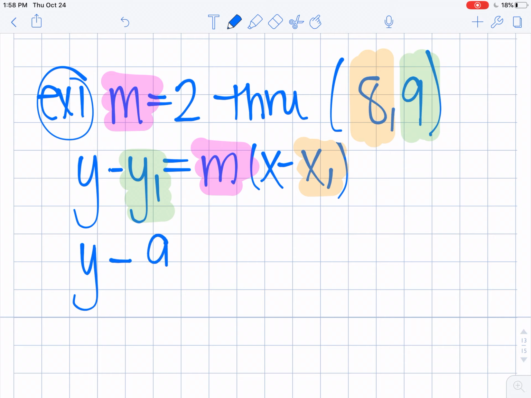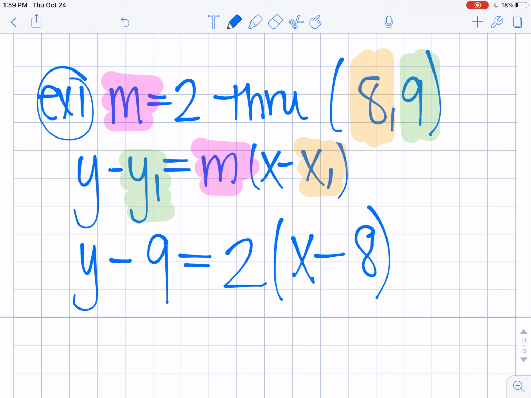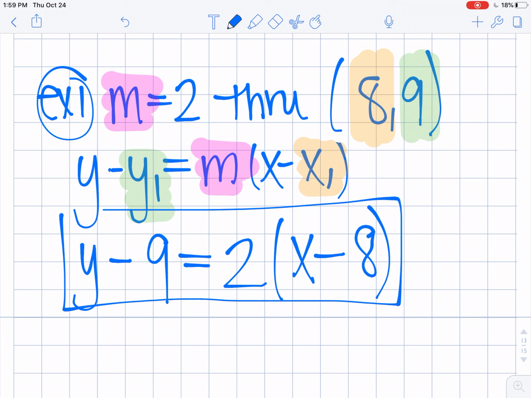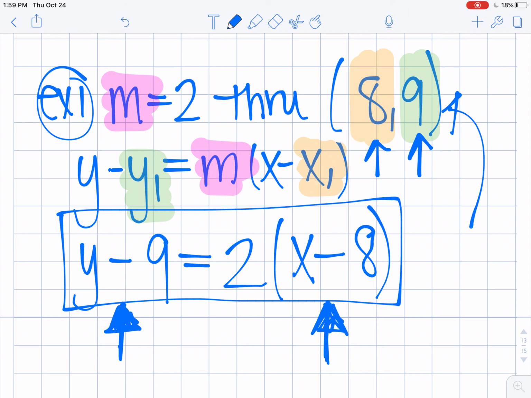So it's going to look like this. y minus my y1, which is 9, is equal to my m, which is 2, times x minus my x1 value, which is 8. This is my final answer. I don't even have to do anything. You want to notice, though, that this equation calls for subtraction, here and here. When my points are positive, these stay subtraction because that's how my equation is written. These will change if my points happen to be negative.